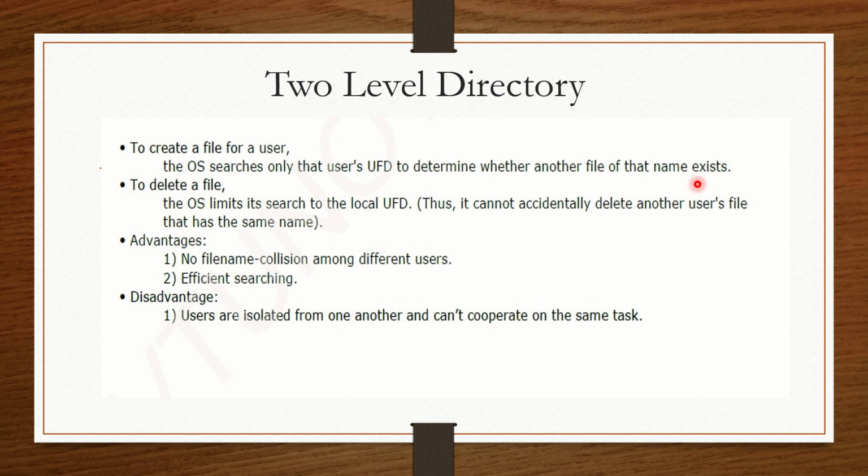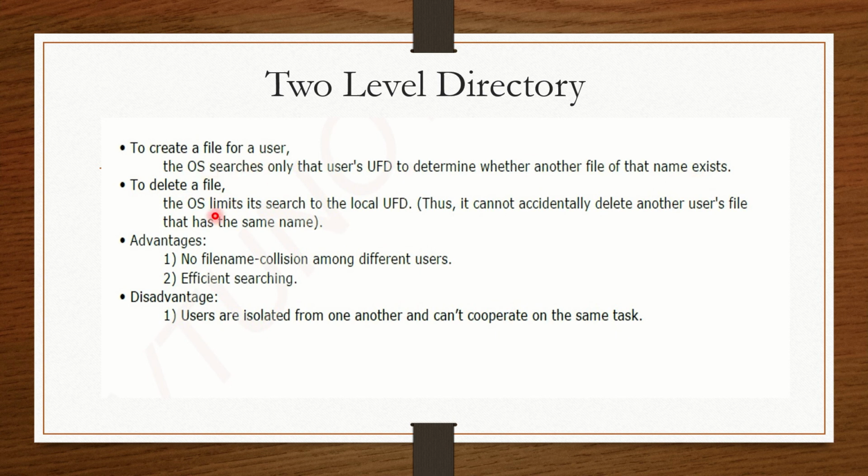Okay, so creating a file means that the first problem in the single level, the unique name, is solved here, because it just has to search whether inside that user file directory the same name exists or not. If it is not there, they can create it with any name. Okay, then that is creating a file.